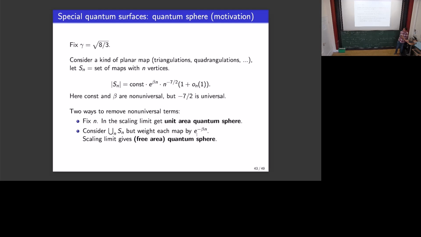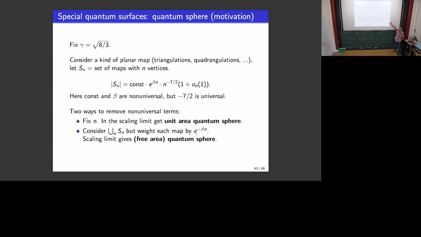Okay, and in the remaining time we have left, I'm going to discuss some special surfaces. So the first special surface that I want to talk about is a quantum sphere, or LQG sphere. So we're going to take gamma squared equals 8/3 for now. This corresponds in the discrete to the setting of uniform random planar maps. So I just choose uniformly at random from the set of all planar maps with n faces, and I send n to infinity.